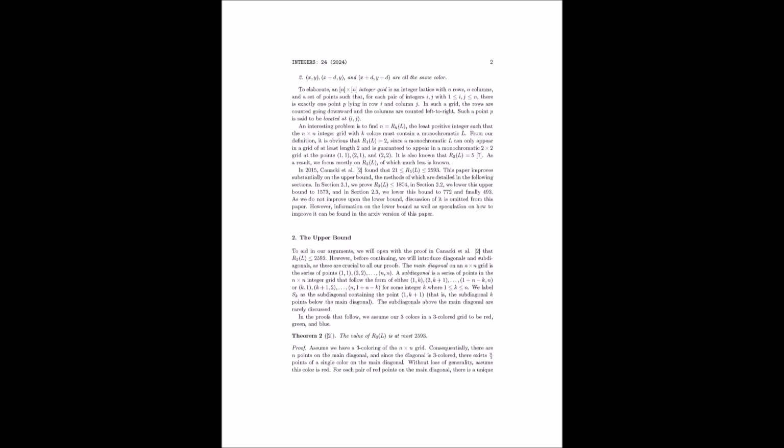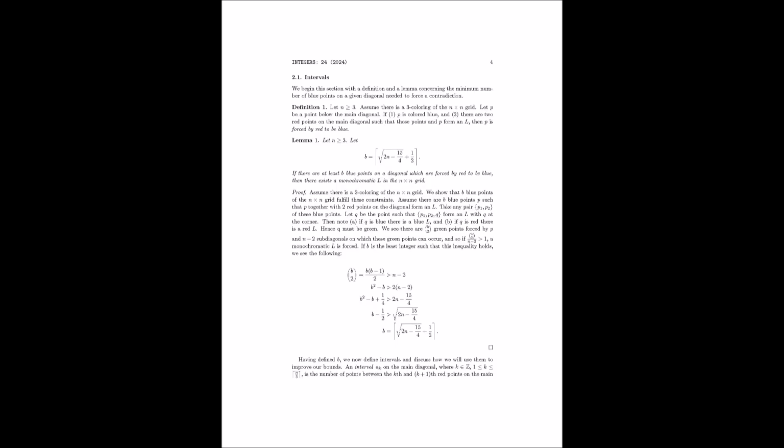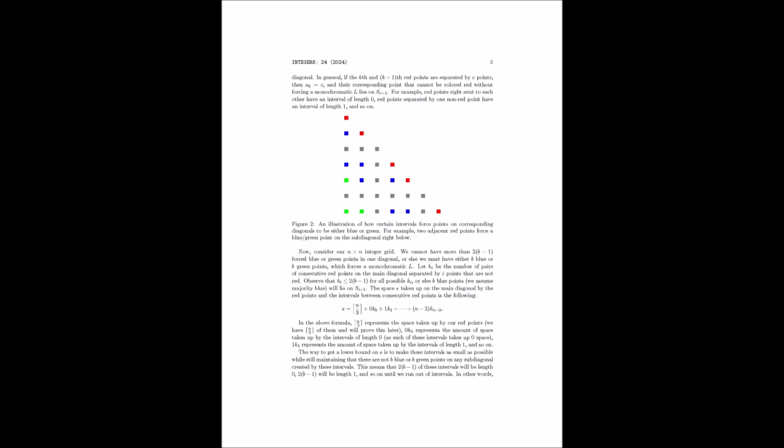Exactly. We start with red points, they force blue and green points, then the blue points force even more green points, and this eventually leads to a contradiction, because there's just not enough space on the grid to accommodate all these forced green points without creating the L shape we're trying to avoid. Precisely. The grid isn't big enough. So the question becomes, what's the smallest n, the smallest grid size, where this contradiction happens? Where we just can't avoid creating that monochromatic L.